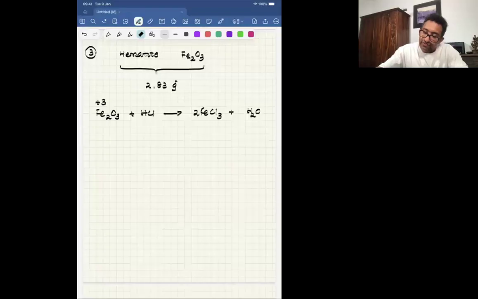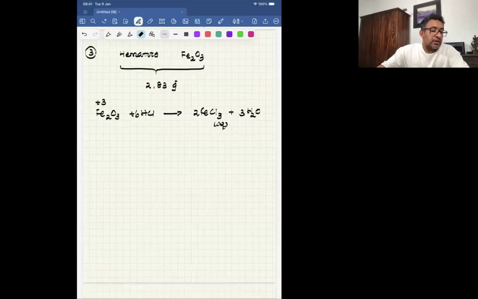Balance it: 2 FeCl3. 2 times 3, 6 H plus. 6 H plus means you have 3 H2O, so oxygen is balanced. And it gives you FeCl3 and dissolves. Right? FeCl3 and dissolves out. Is it clear? Did you understand that?